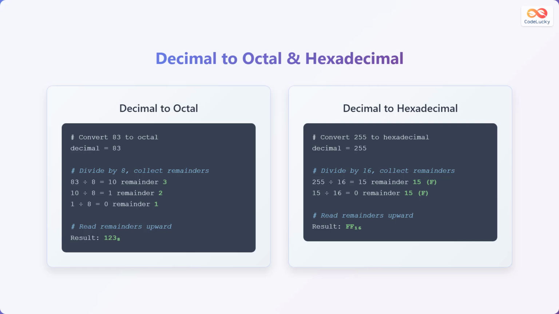To convert a decimal number to a hexadecimal number, you can use the division method. Consider the decimal number 255. Divide 255 by 16, which gives you 15 with a remainder of 15, which is represented as F in hexadecimal. Next, divide 15 by 16, which gives you 0 with a remainder of 15, which is represented as F in hexadecimal. Now read the remainders from bottom to top. The result is FF, which is the hexadecimal equivalent of 255.